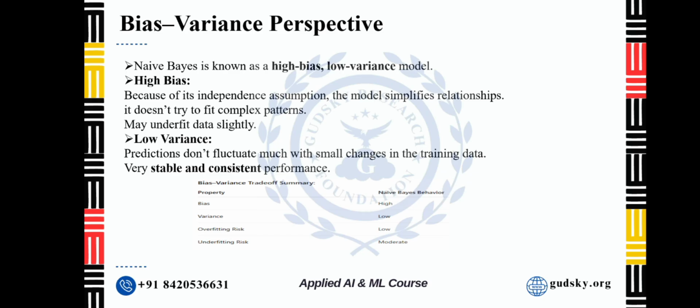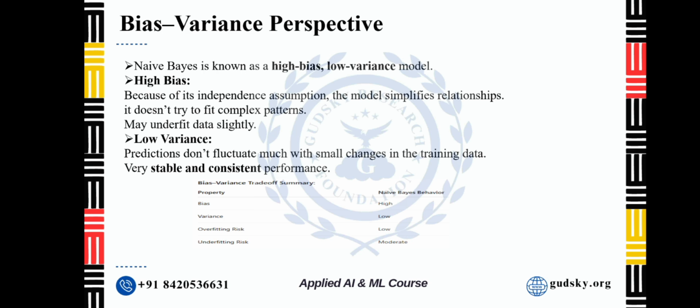So low variance. The advantage is that its predictions are very stable. Small changes in the training data don't cause big changes in the model's output. So naive Bayes is consistent and reliable even if it's not the most flexible one. In simpler terms, it may not always hit the bullseye because of high bias, but it almost always lands near the center because of low variance. That's what makes it great for small datasets and real time systems where stability matters more than perfection.